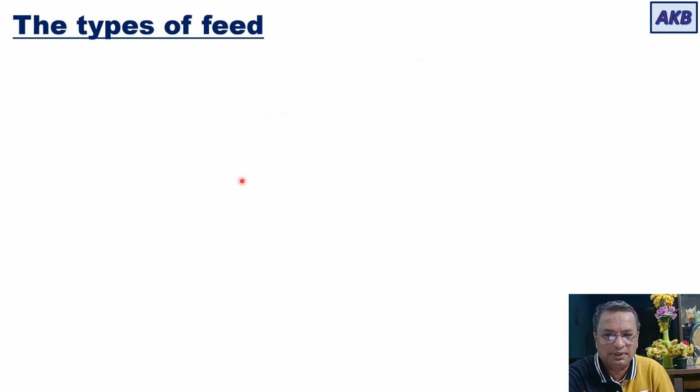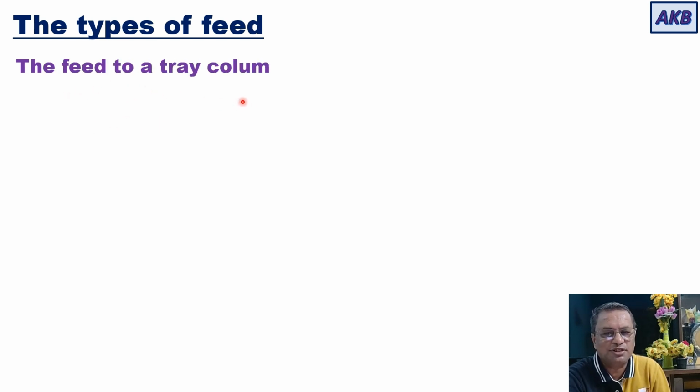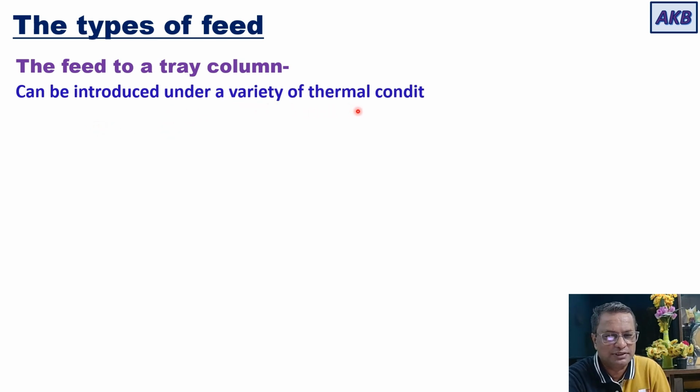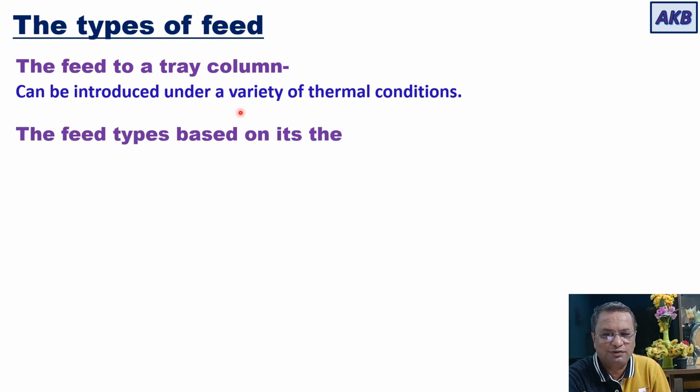Now, in my previous video, I discussed the different types of feed to a typical tray column in detail. Over here, I'll summarize that discussion. The feed to a typical tray column can be introduced under a variety of thermal conditions. The energy content of the feed could be different, and based on these thermal conditions, you have different types of feeds.